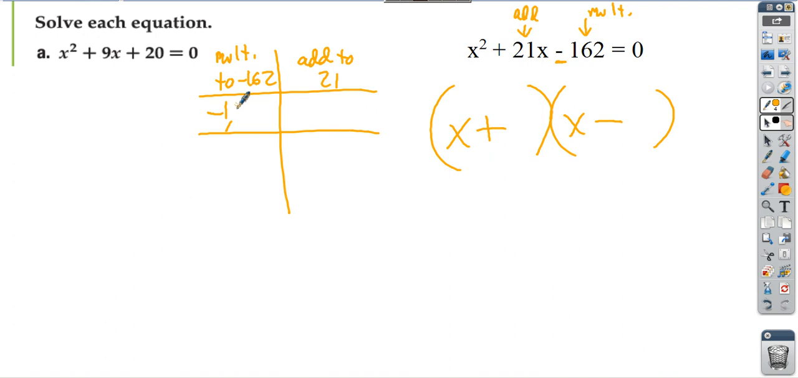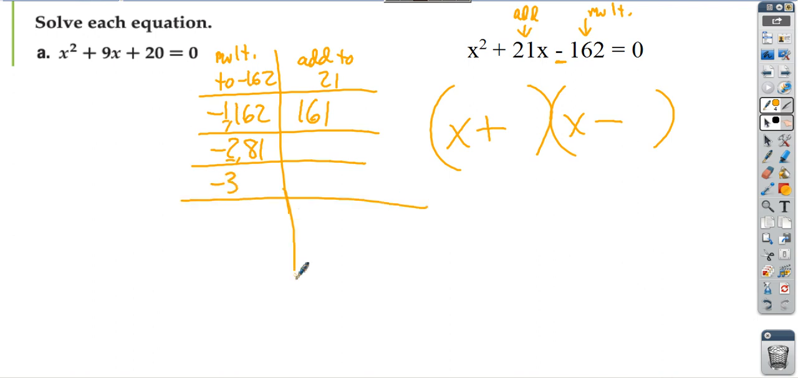Okay, so we'll have negative 1 times 162, that doesn't add to 21. And to get these numbers, by the way, I'm just going in order. There's 1, there's 2, the next one I'll try is 3. That way you can make sure that you hit every single possibility. So negative 3 times 54 multiplies to 162, but doesn't add to 21, though it adds to 51. 4 doesn't go into that, 5 doesn't go into it, 6 goes into it. Negative 6 times 27 is negative 162. And if you add those, you do get 21, and that's what we wanted.